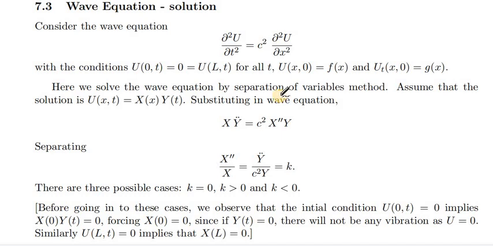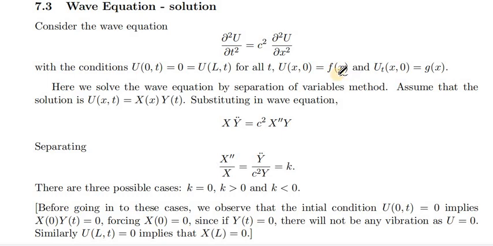Now let us start solving the wave equation. As I said, the wave equation is ∂²u/∂t² = c² ∂²u/∂x², with the boundary conditions u(0, t) = 0 and u(l, t) = 0. Both the endpoints are not moving at any time.